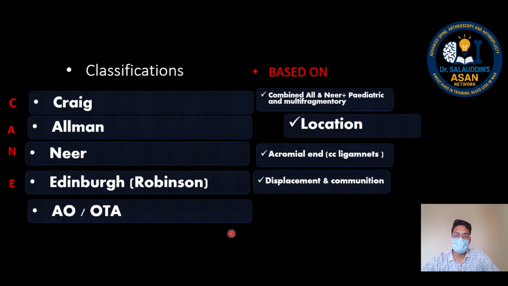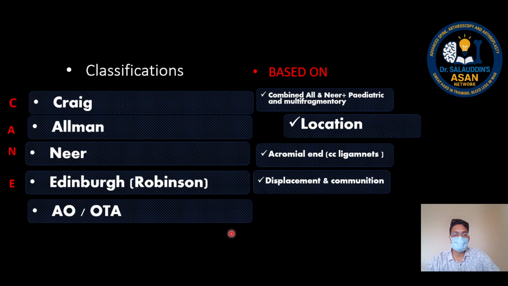Only the conoid is torn, type 2A1. The conoid and the trapezoid are torn, type 2B2. Okay. And if the fracture is intra-articular, it is type 4. And if the fracture is comminuted, it is type 5. In children, the coracoclavicular ligaments are intact and attached to the periosteal sleeve. And the medial fractures are minimally displaced, displaced fractures, intra-articular fractures, epiphyseal separation, and comminuted fractures.